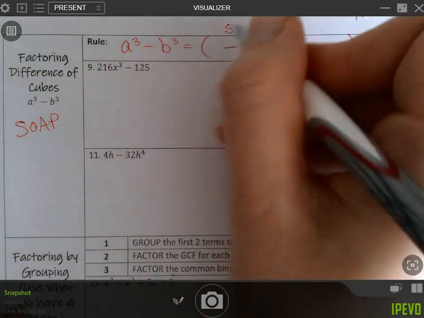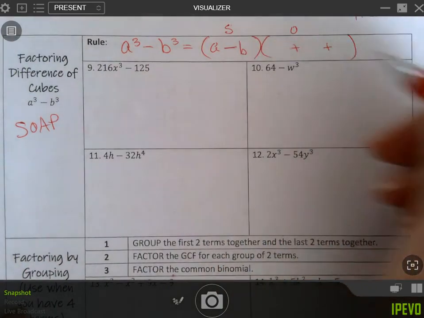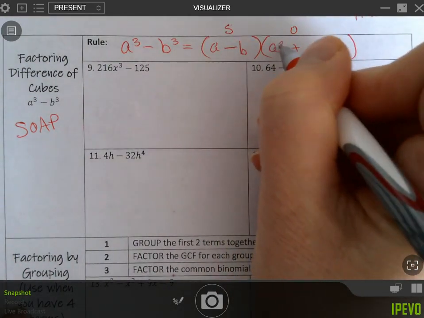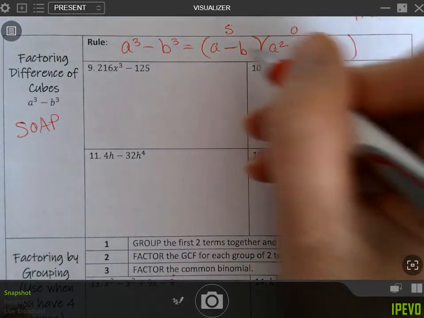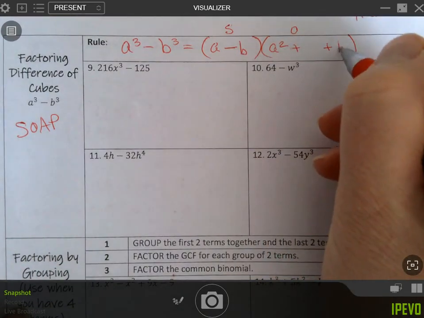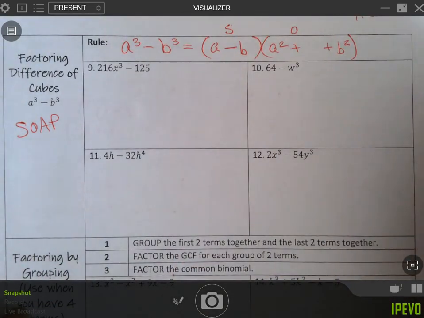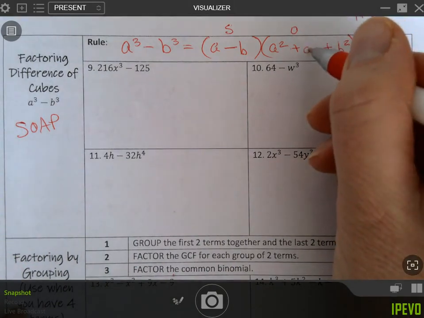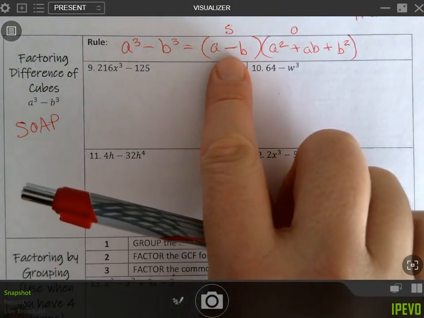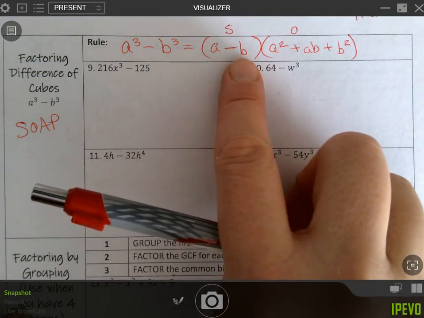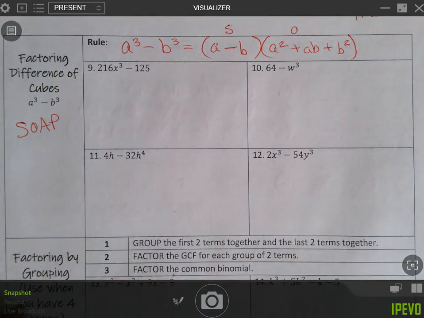Okay, so take the cube root of a, take the cube root of b, and then square it. So a times a squared is a to the third. Negative b times this b to the second is negative b to the third. And the middle is the product, but I ignore the sign. I take the product of the numbers without focusing on the sign.